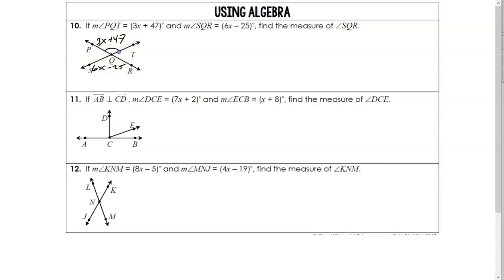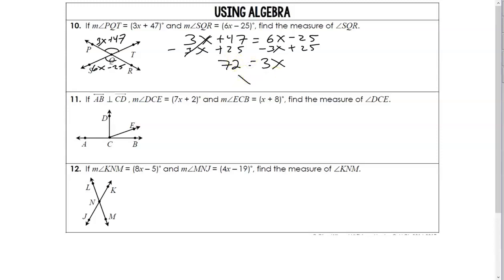Well, if you notice, these two are vertical angles, so they're equal to each other. Now, it wants us to find SQR. If two angles are equal, their measurements are equal, so we'll set them equal. Minus our 3x gives us a 3x, and we add 25. When we add 25, that gives us 72. So that means x equals 24.